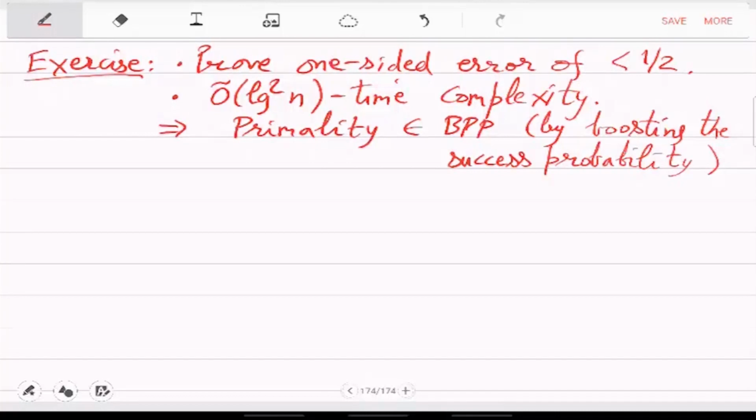So in the last class we finished this proof showing that PH is in P to the sharp P, and then we started randomization as a resource in Turing machines, right? So we call it probabilistic Turing machine. So BPP is the first class we define.